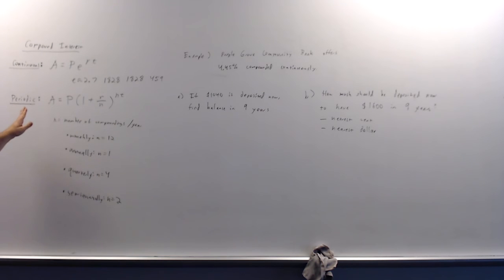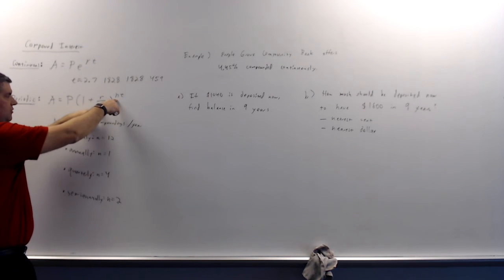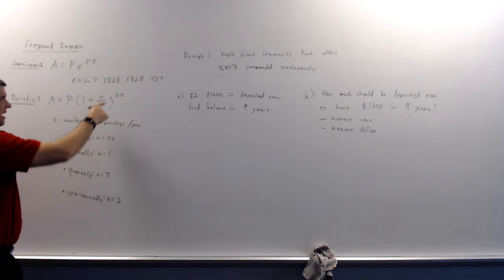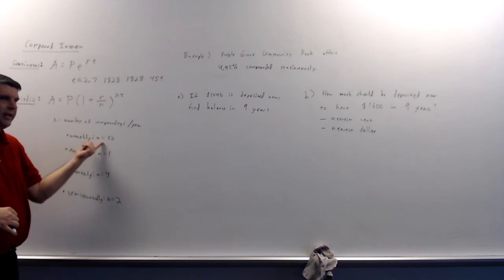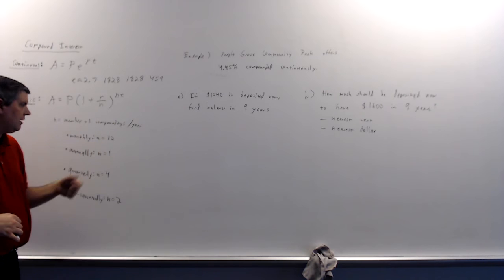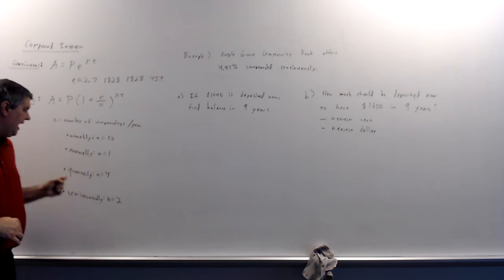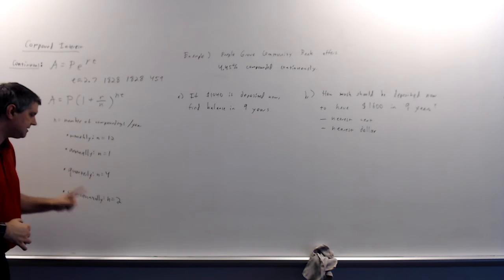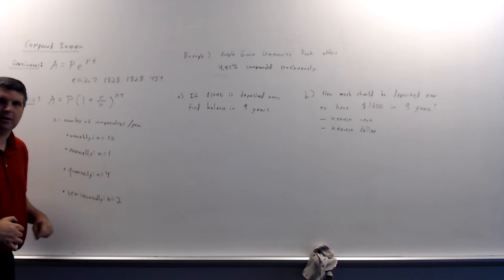For periodic, it's 1 plus the rate as a decimal, and this is still time. This is what causes the most confusion because n is usually never given as a number. It's the number of compoundings per year. If it says it's compounded monthly, there are 12 months in a year, so n would be 12. If it's compounded annually, n would be 1. If it's compounded quarterly, there are 4 quarters in a year, so n would be 4. And semi-annually, that's every half year, so twice a year.